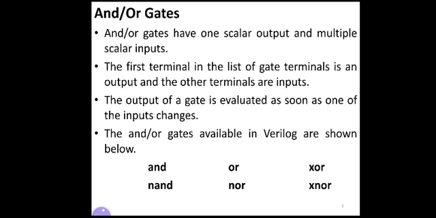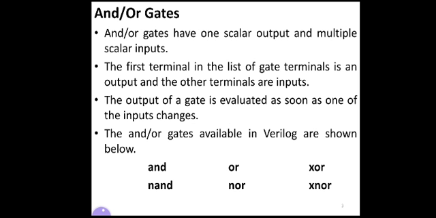The first terminal in the list of gate terminals is an output and the other terminals are inputs. The output of a gate is evaluated as soon as one of the inputs changes. It just follows the truth table of that particular gate. That's why the output changes whenever any one of the inputs changes. As per the input combination, its output is evaluated. The AND/OR gates available in Verilog are shown below.